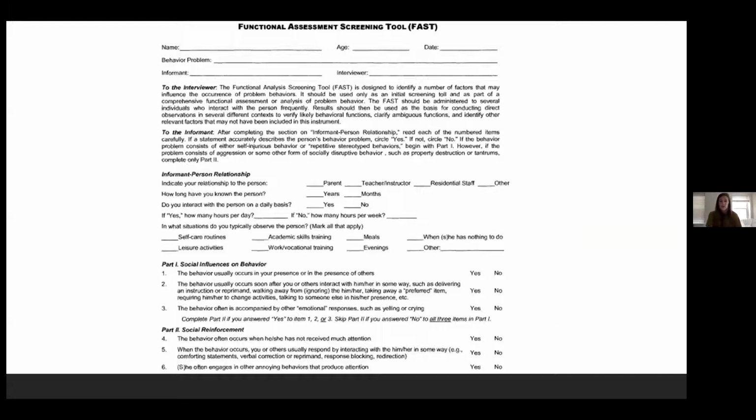So, for example, if we're looking at something that would be attention maintained or that has a social influence, the question may ask, this behavior occurs in your presence or in the presence of others. We can also look at when he received attention. So there's different variations of these different screening tools, but they all try to hone in and pinpoint what the function of the child's behavior is.